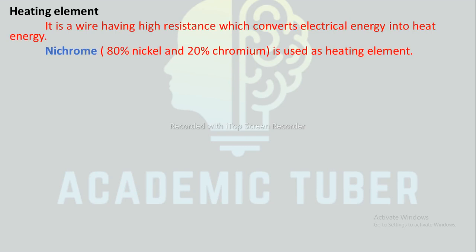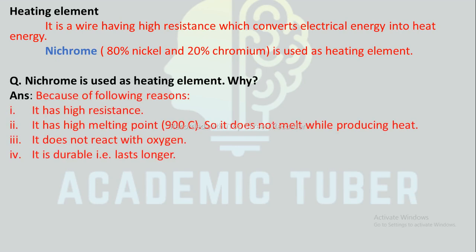Nichrome, which is an alloy made by the combination of nickel 80% and chromium 20%, is used as a heating element. Nichrome is used as a heating element for the following reasons. First, it has high resistance and a high melting point as well, about 900 degrees Celsius, so it does not melt while producing heat. It does not react with oxygen as well, and it is durable, so it lasts longer.